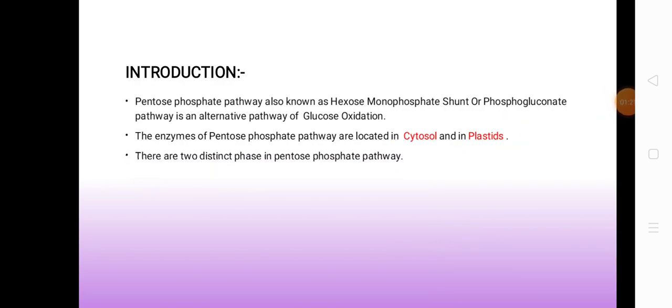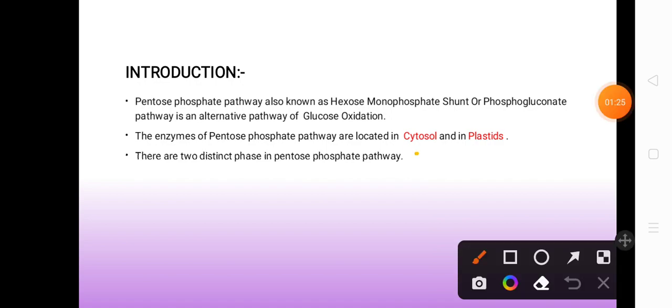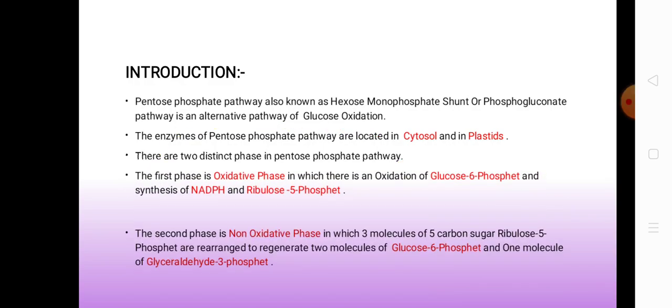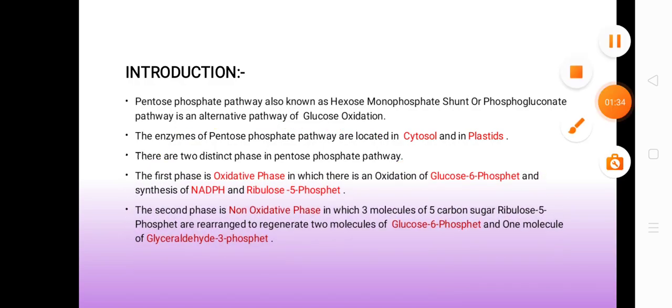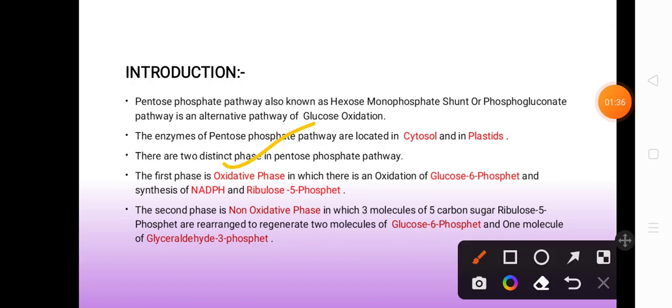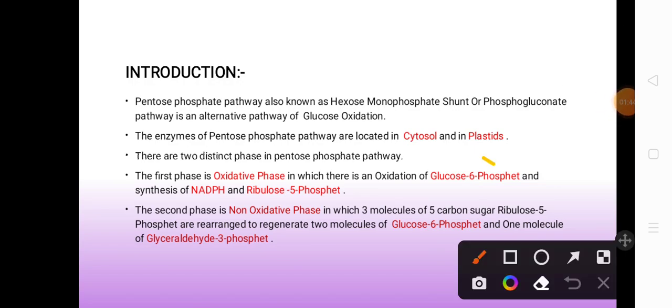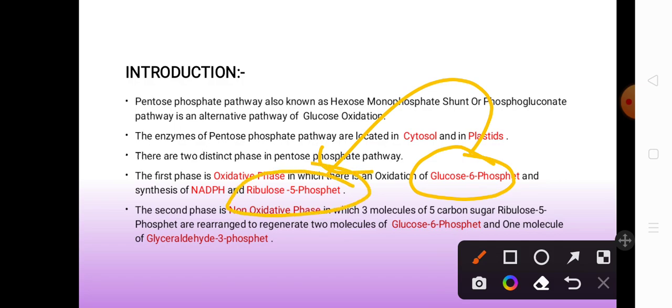There are two distinct phases mainly present in the pentose phosphate pathway. The first phase is the oxidative phase and the second phase is the non-oxidative phase. The oxidative phase occurs first and the non-oxidative phase occurs then. In the oxidative phase, glucose 6 phosphate, which is the main substrate for the pentose phosphate pathway, will be oxidized, and there will be generation of ribulose 5 phosphate and 2 moles of NADPH.